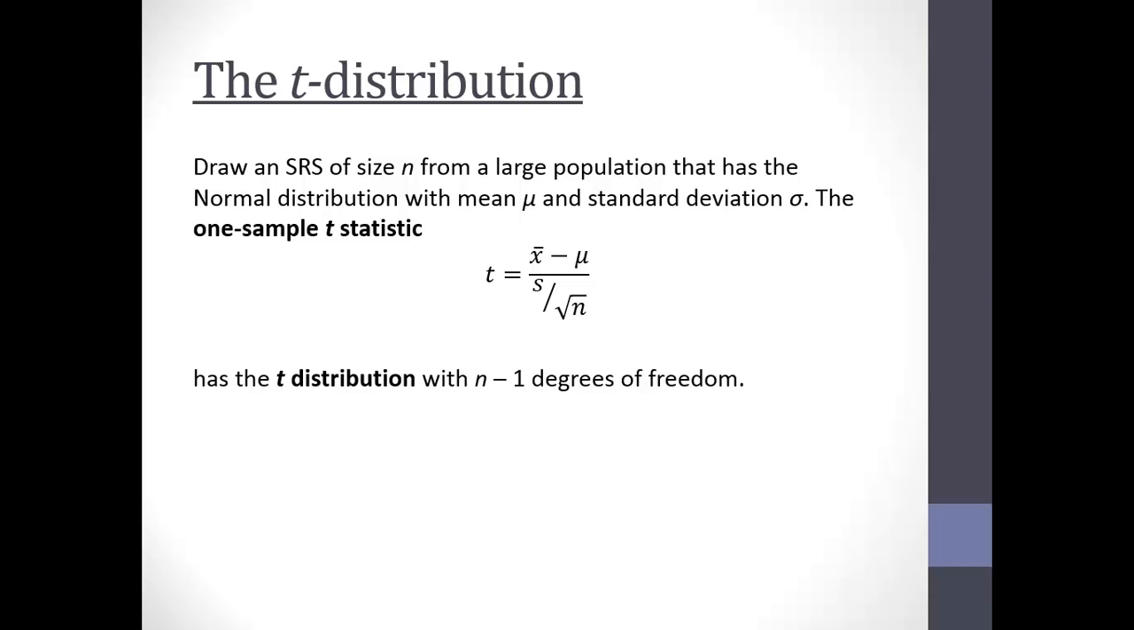And this is something called the t distribution. So again, with the usual assumptions, if we have a simple random sample from a large population that has a normal distribution, so we're starting out with the assumption that our population is normal, then this thing, which we call the one sample t statistic, has something called a t distribution with n minus 1 degrees of freedom. And we're going to take a look at what that distribution is.